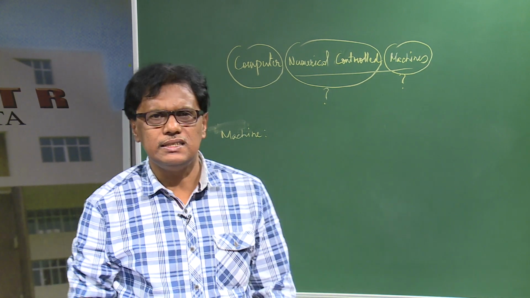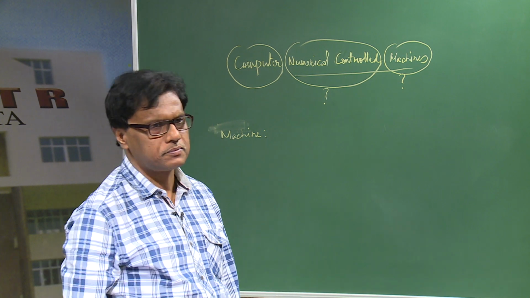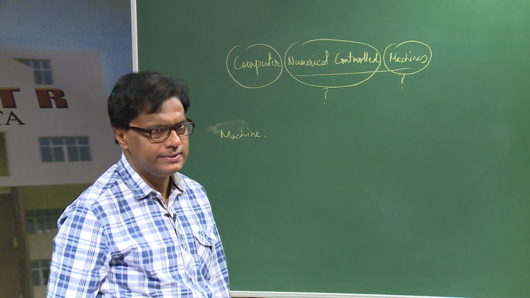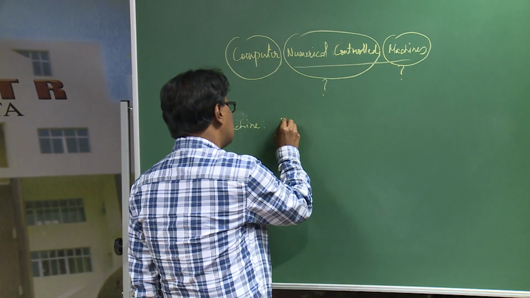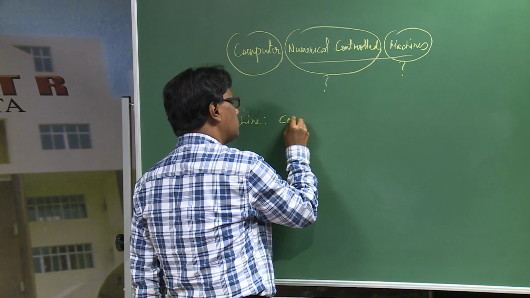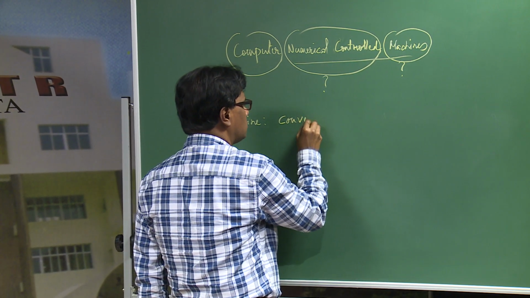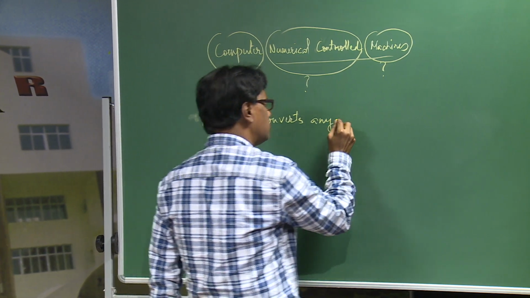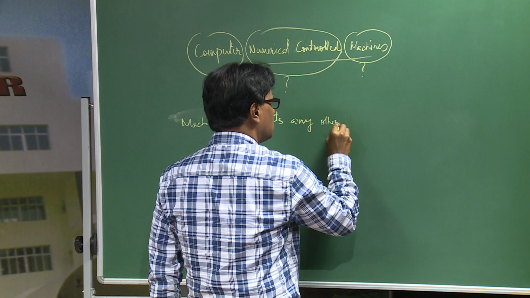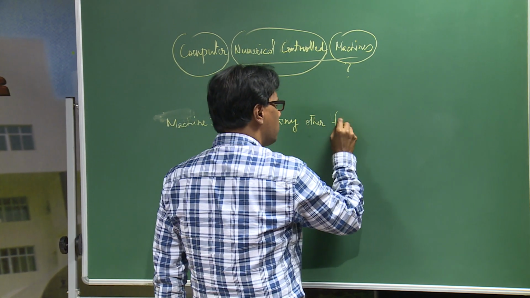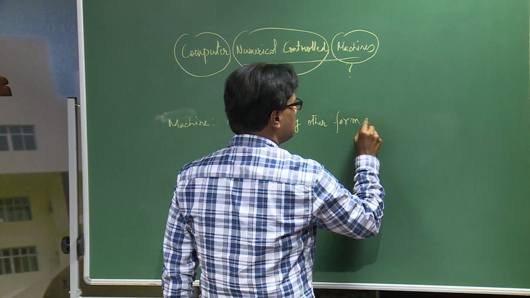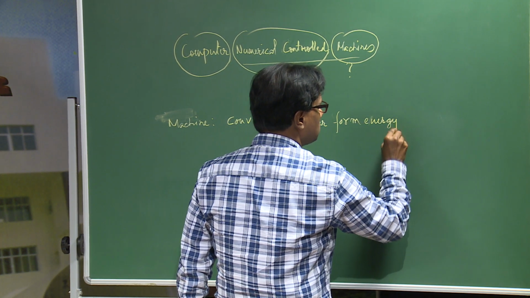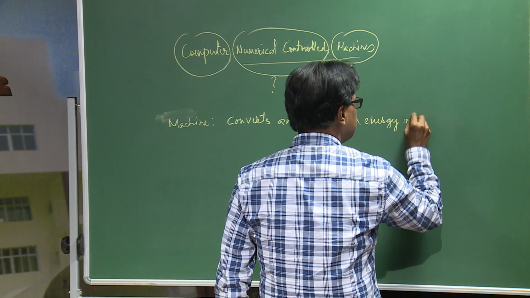A machine is a mechanism comprising of two or more than two links which converts any other form of energy into mechanical energy.